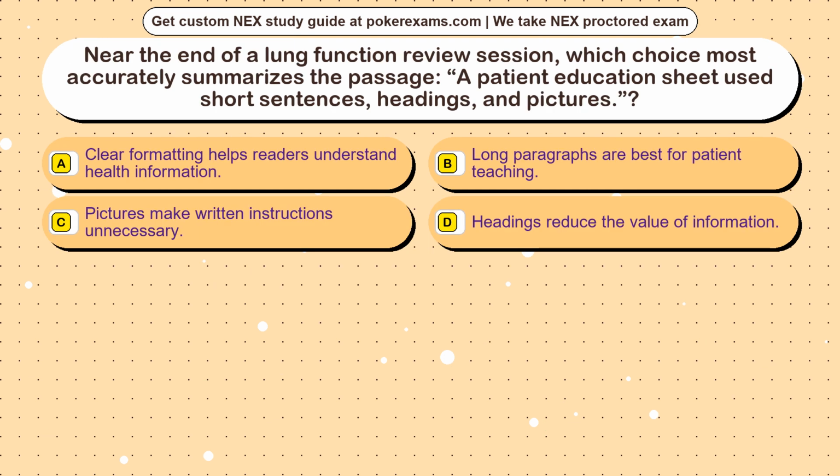Question 19. Near the end of a lung function review session, which choice most accurately summarizes the passage? A patient education sheet used short sentences, headings, and pictures. Option A, clear formatting helps readers understand health information. Option B, long paragraphs are best for patient teaching. Option C, pictures make written instructions unnecessary. Option D, headings reduce the value of information.